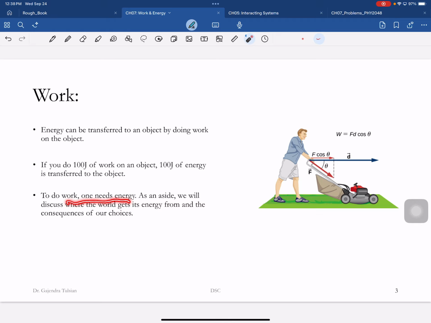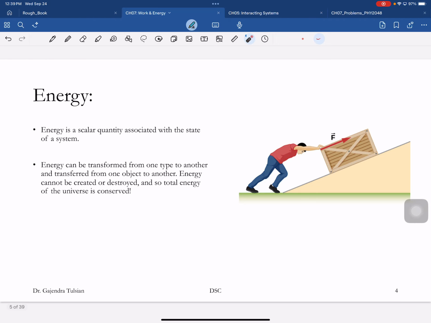So to do work, one needs energy. A country can't be rich unless it has a reliable source of energy. So we'll discuss where the world gets its energy from and the consequences of our choices. Do you know who does most of the work in the world? Electric motors. We'll look at that.